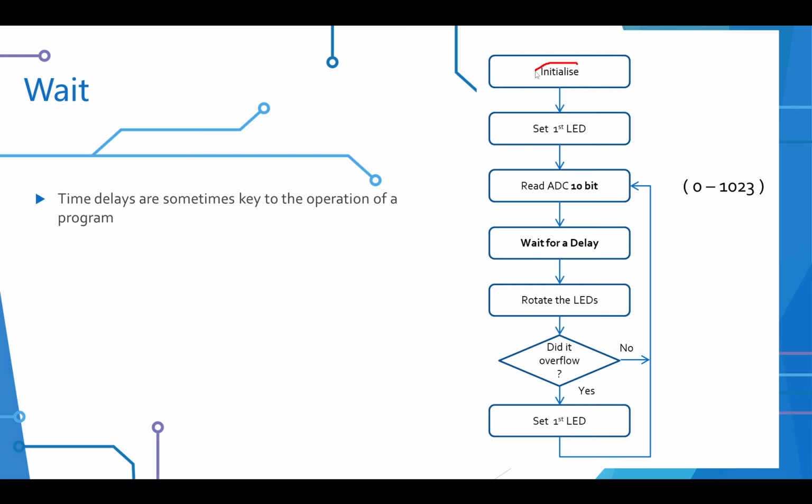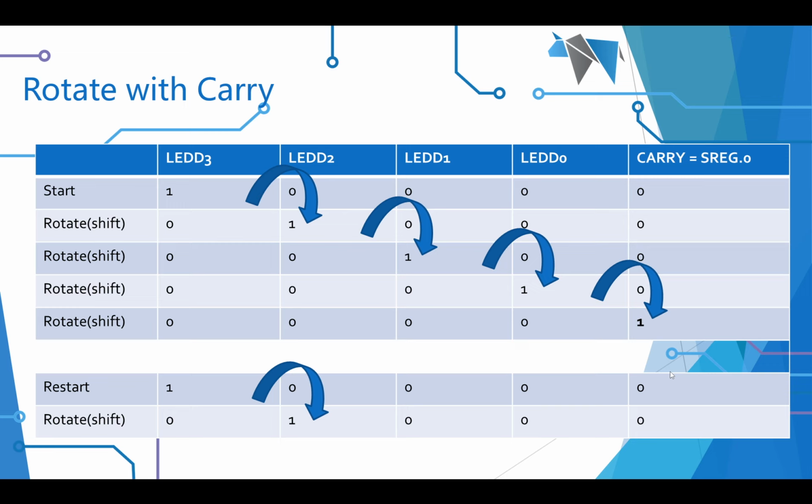So yeah, GCBASIC will initialize the chip. We're going to set the first LED on. Read the ADC. Wait for a delay based upon that. Rotate the LEDs. That means shift them along. And then, did it overflow? Did the last operation overflow to something? I'll explain what the something is. If it didn't, it knows it hasn't got to the end and it will just do it again. And eventually on the 4th iteration, it will set the first LED and then it will go back. Quite simple.